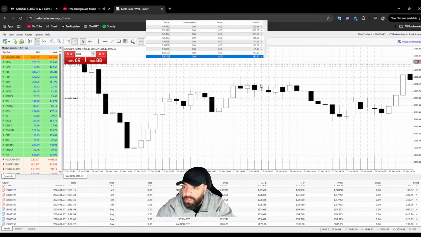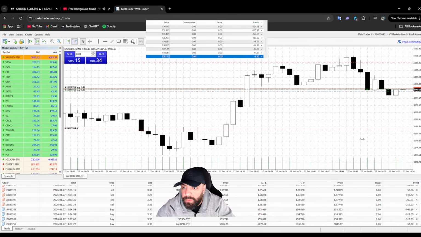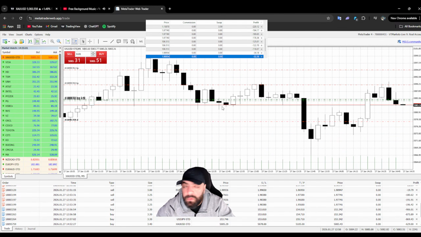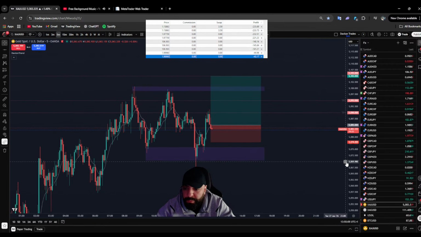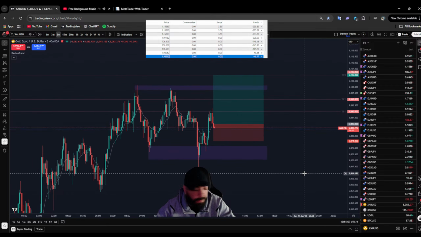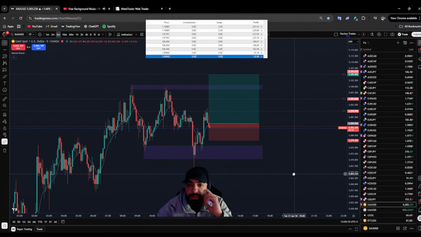Okay, so here is the trade. M5. And let's see. And like I told you, do not copy trade me. This is for educational and entertainment purposes only. Just a quick disclaimer.